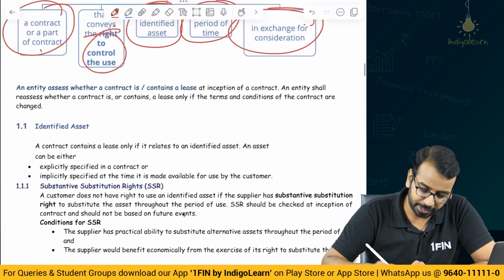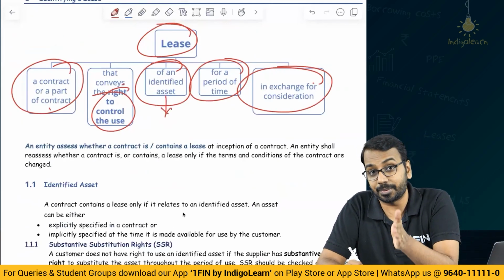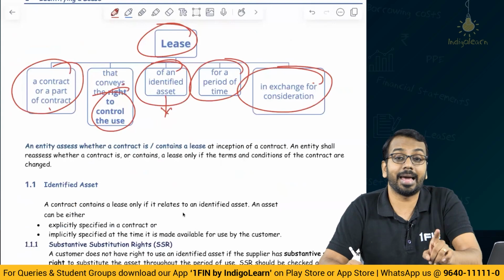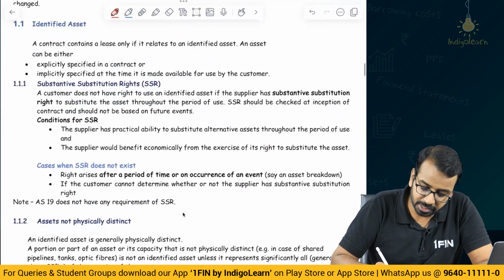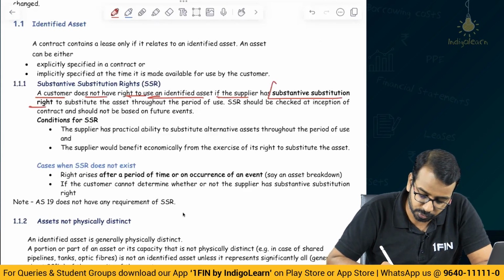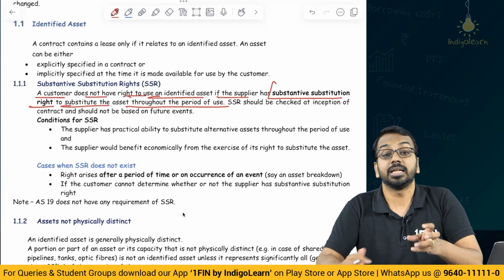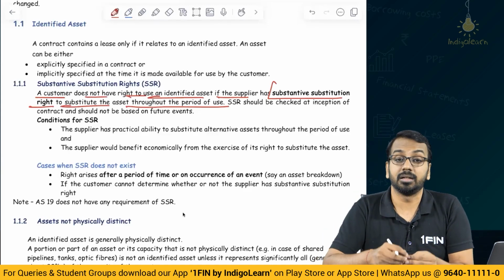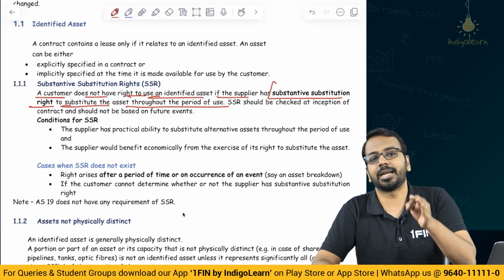Now here, very important is this part: an identified asset. If the asset is identifiable, it has to be separately identified, and very importantly, the supplier or the vendor should not have any substantive substitution rights. A customer does not have a right to use an identified asset if the supplier has a substantive substitution right to substitute that asset throughout the period of use. What does that mean? If the supplier can substitute that asset in order to make a gain, if they have some benefit, then in that case it cannot be called an identified asset.